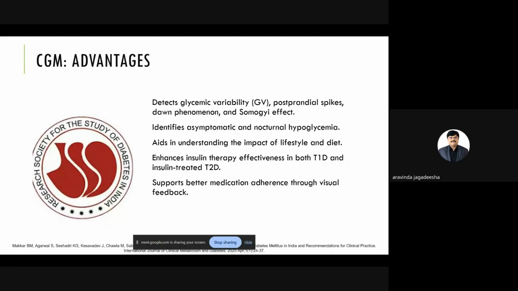The advantages of CGM: it detects glycemic variability, postprandial spikes, dawn phenomenon, and Somogyi effect; identifies asymptomatic and nocturnal hypoglycemia; aids in understanding the impact of lifestyle and diet; enhances insulin therapy effectiveness in both type 1 diabetes and insulin-treated type 2 diabetes; and supports better medication adherence through visual feedback. This is from our own RSSDI, where I am an executive committee member. This is the recommendation published in the International Journal of Clinical Metabolism and Diabetes this year.